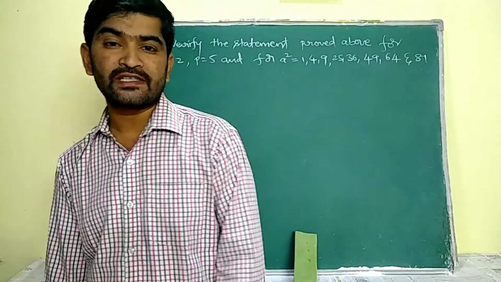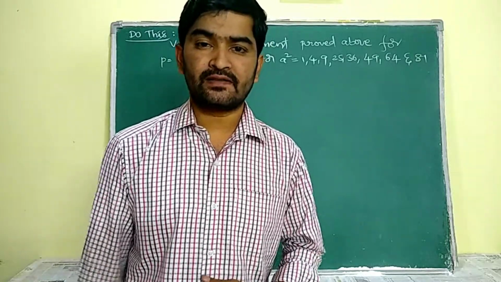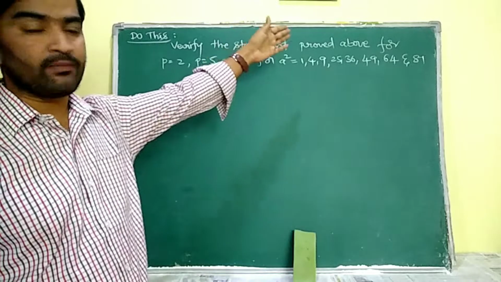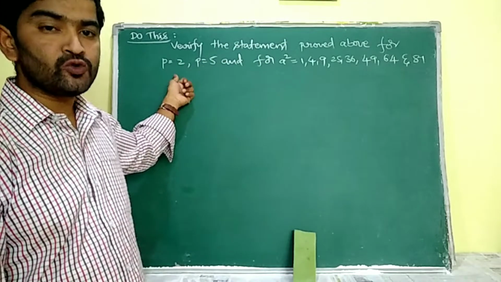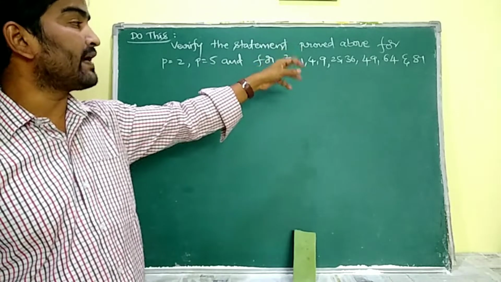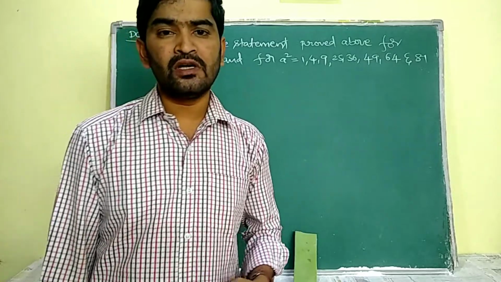Now see, we are going to do this with the theorem which we discussed earlier. Verify the statement proved above for p is equal to 2, p is equal to 5, and for a square is equal to 1, 4, 9, 25, 36, 49, 64 and 81. Now we are going to solve this one.